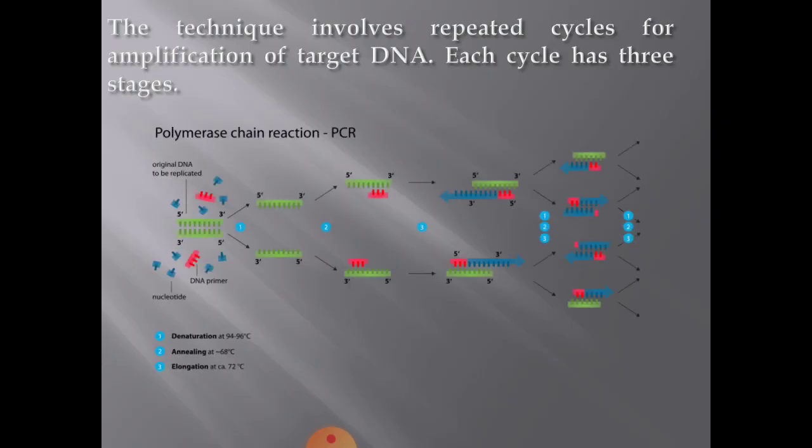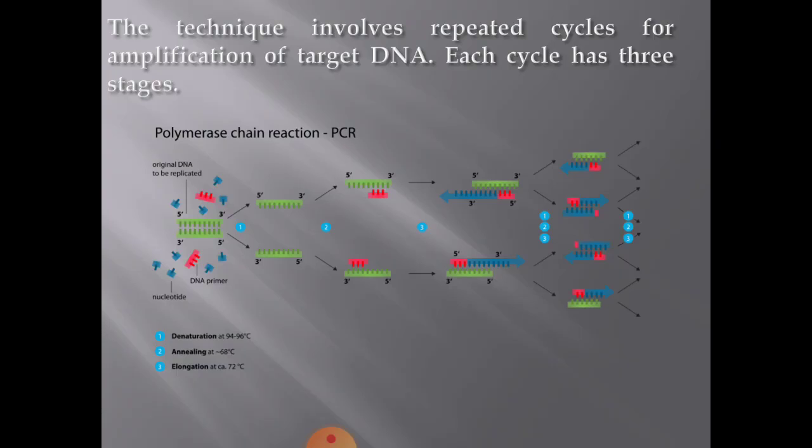This is the schematic representation, right? So, the green colored ones are the original DNA to be replicated. We need multiple copies of this particular DNA. And the red ones represent the DNA primer. And the blue ones are the nucleotides. Okay? ATP, GTP, CTP and TTP.